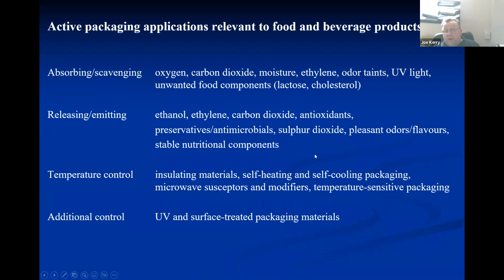You can have releasing or emitting technologies that release antioxidants if you have oxidation type problems, or even preservatives or antimicrobials. And we have other technologies besides these that control temperature, or that are activated with light sources to work in various different ways. So there are lots more technologies than what I've shown here.